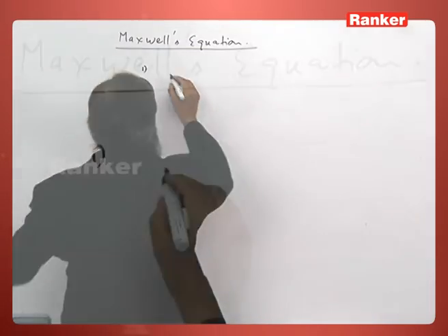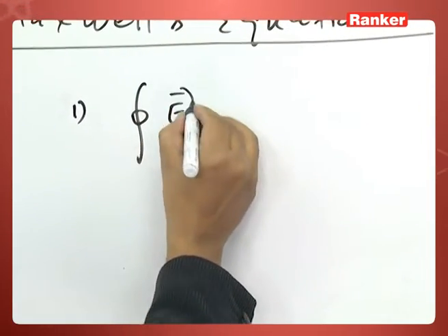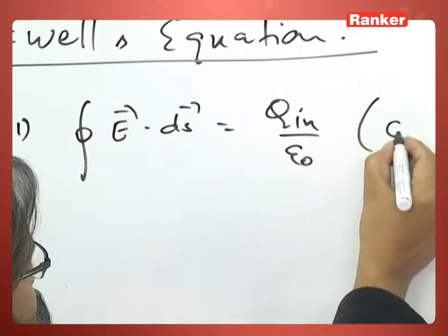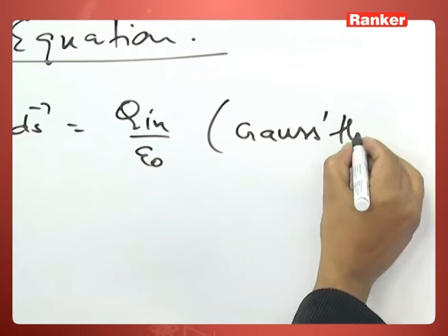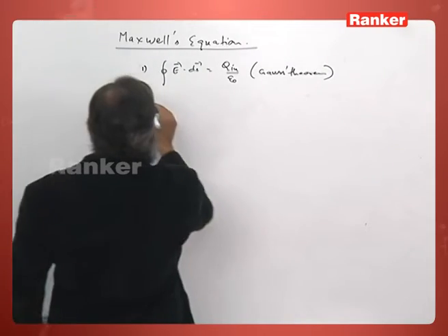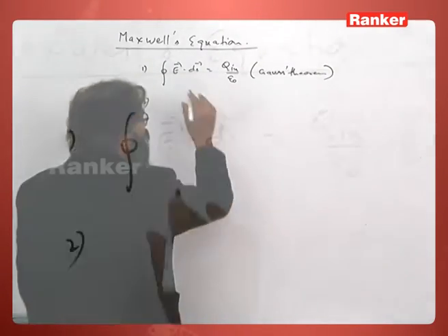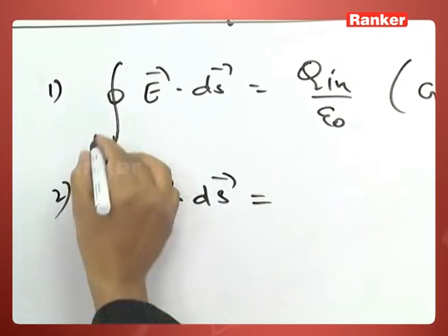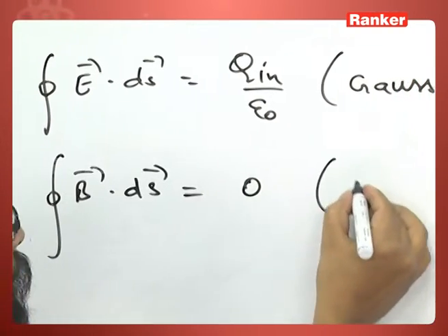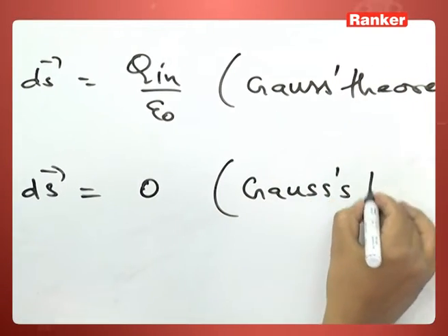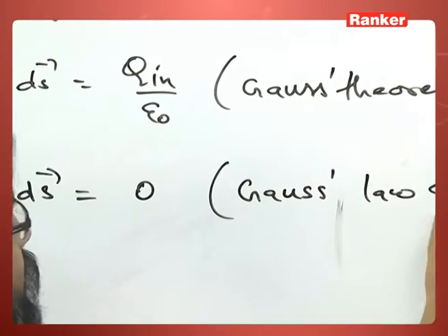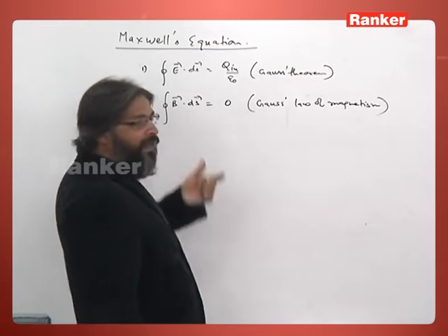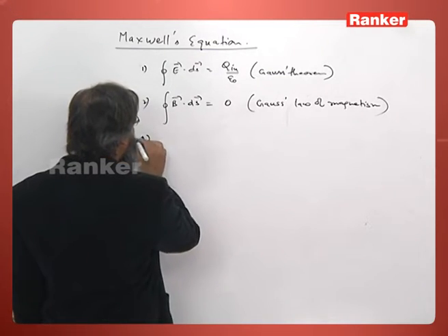Now Maxwell's equations. First, the closed surface integral of E dot dS is equal to q inside by epsilon naught. This is Gauss's theorem, Coulomb's law, the same thing from electrostatics. Now from magnetostatics, the closed surface integral of B dot dS will be equal to 0, that is Gauss's law of magnetism. This law predicts that magnetic monopoles do not exist.